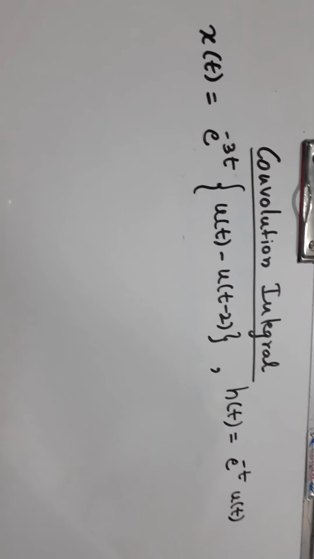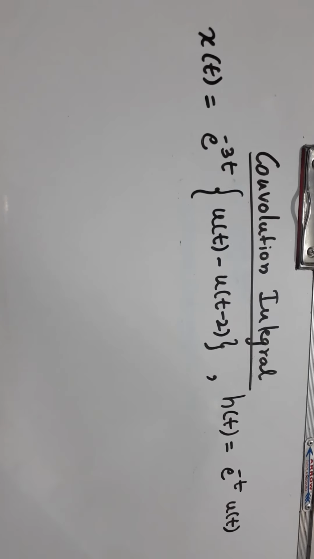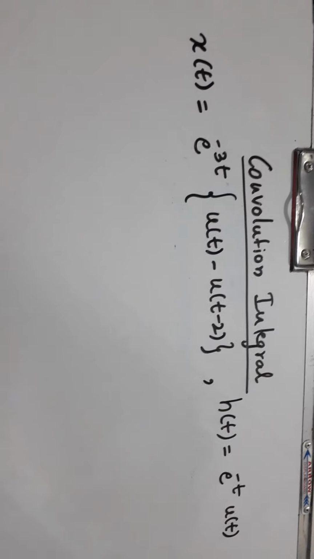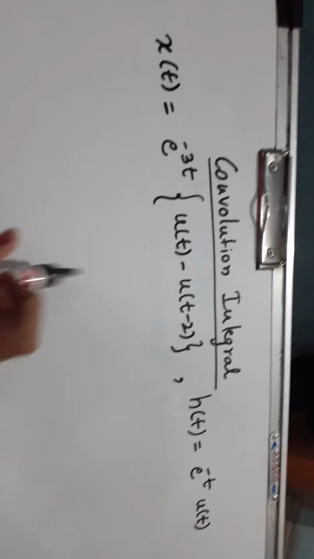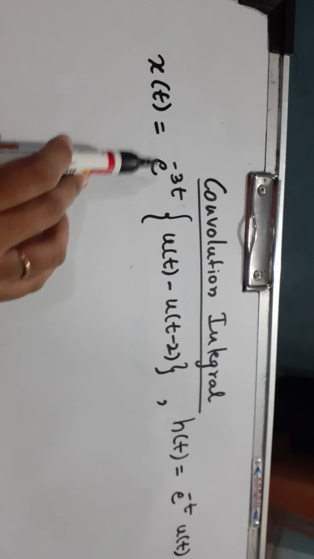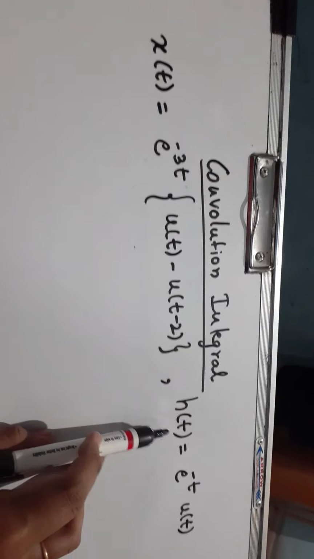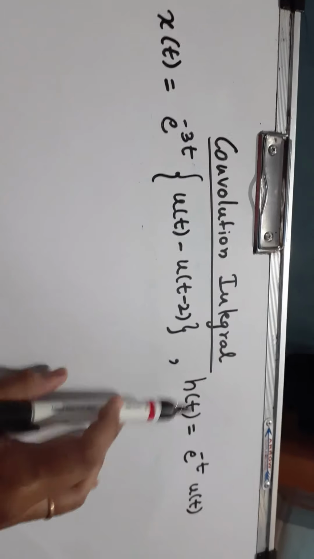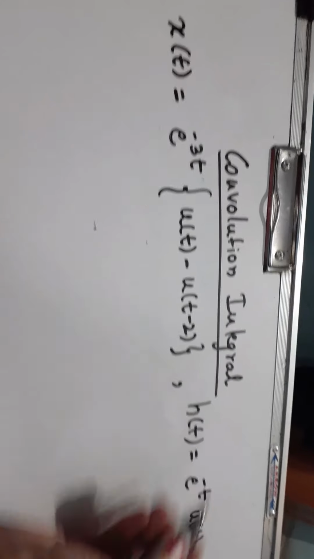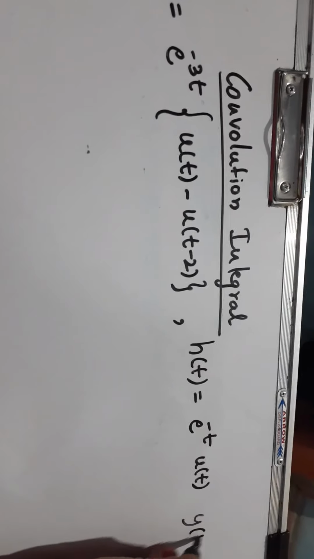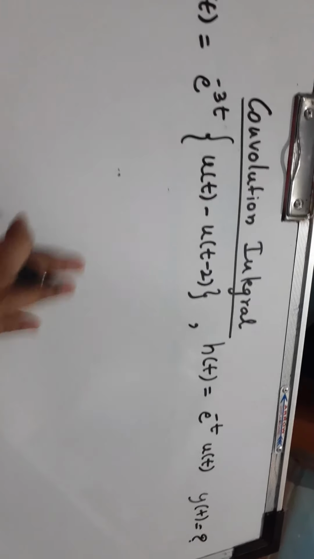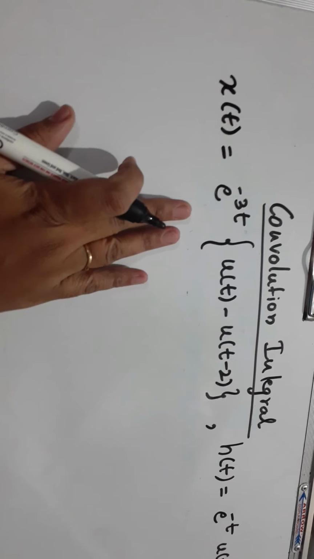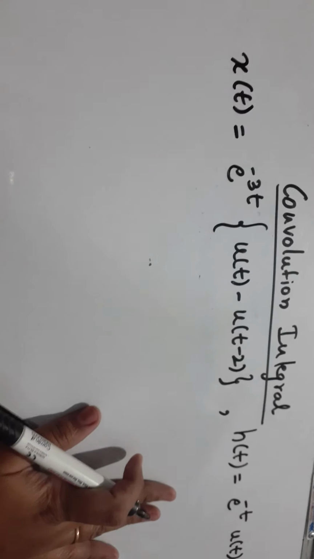Everyone, let us now continue solving one more example on convolution integral. This is the given question: x of t and h of t. We need to find the convolution, that is, we need to find the y of t. Now let us start with the following different steps.